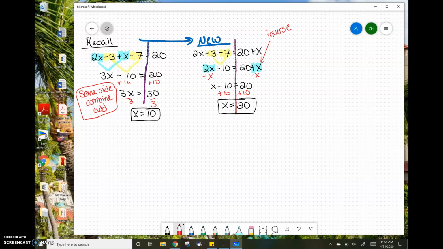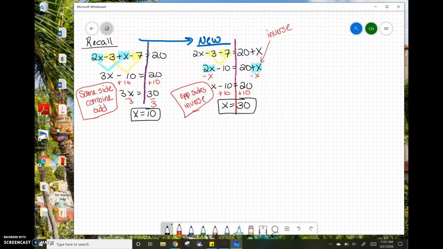So in this new problem, we had like terms on the same side, negative 3 and negative 7, and I added them together. But when I had like terms on opposite sides, 2x and x, I did the inverse of adding x, which is subtracting x on both sides. If I have opposite sides, I need to combine them with the inverse.